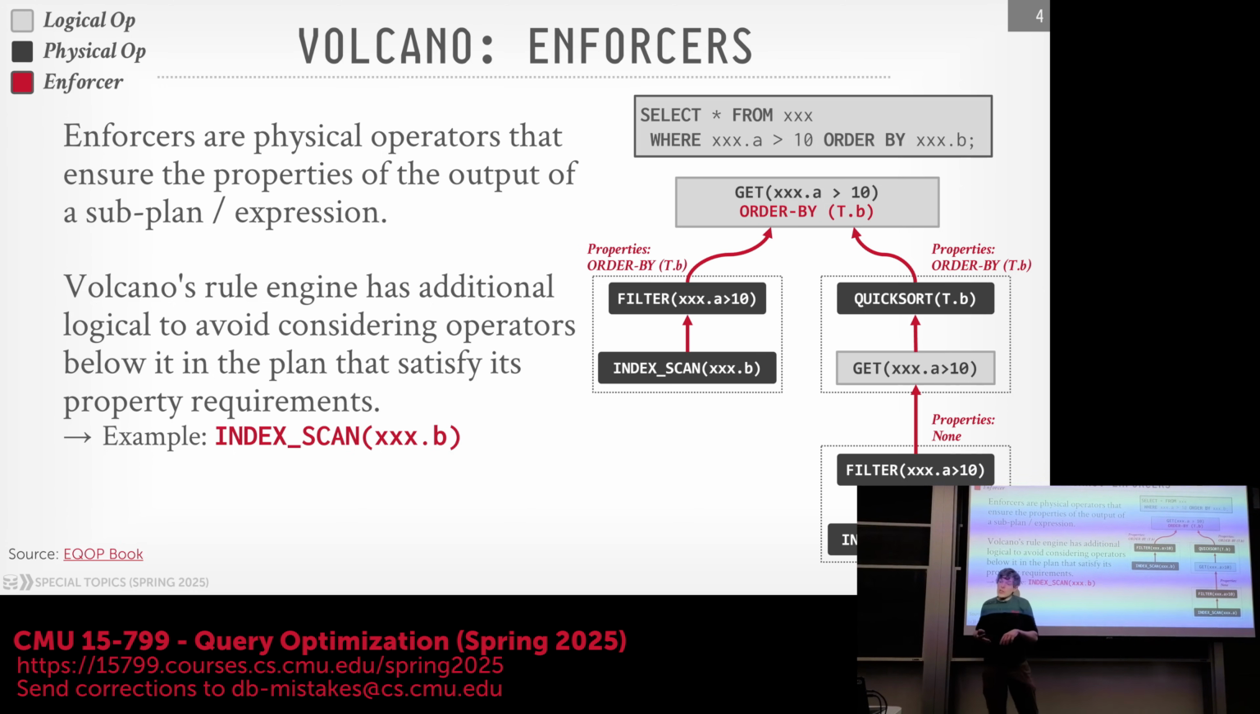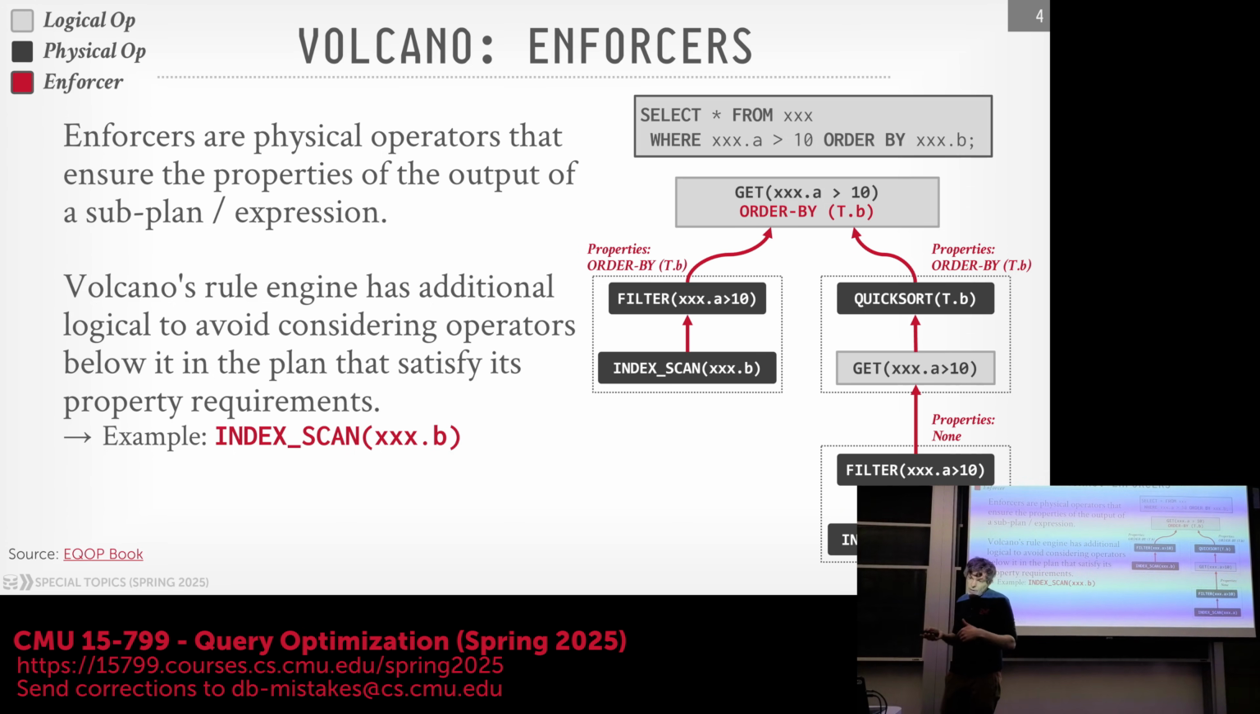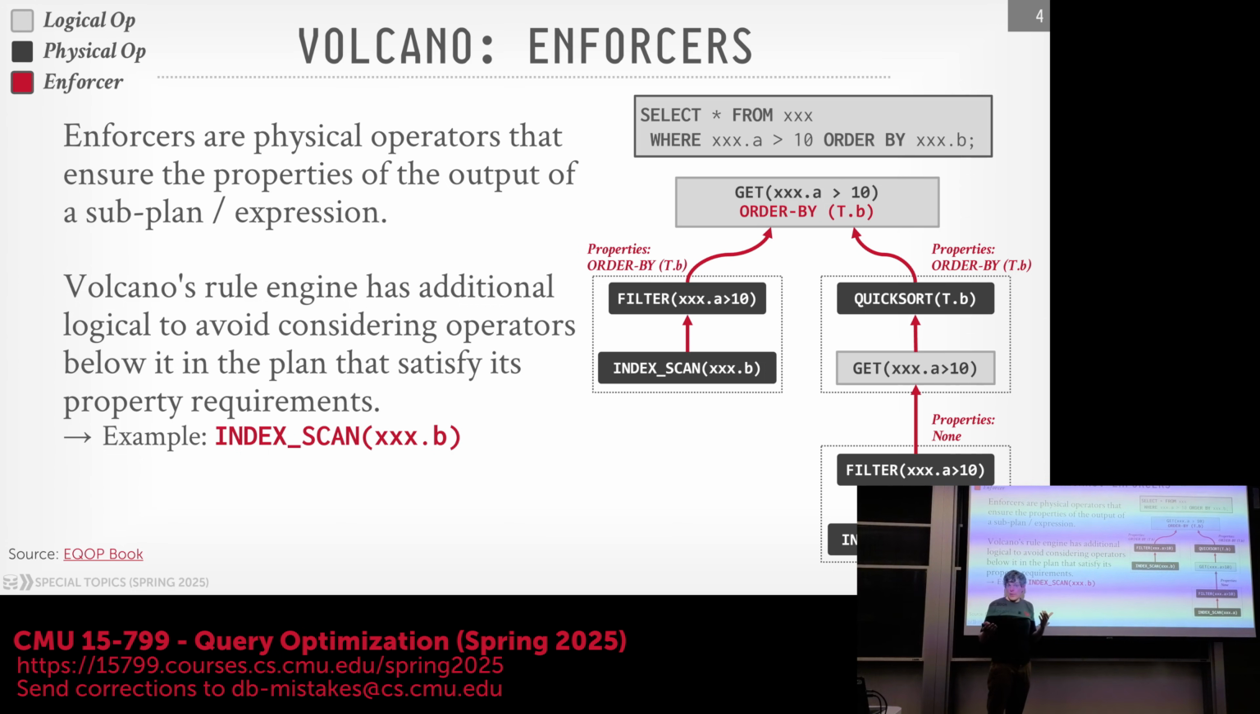So this will be a big distinction between Volcano and Cascades. In Volcano, there are explicit operators called enforcers. In Cascades, they're just going to be rules, like any other rule.